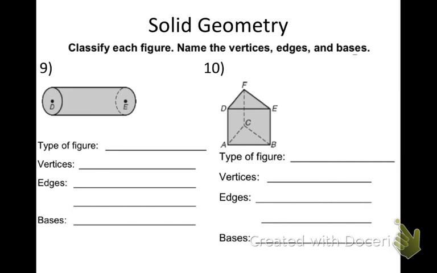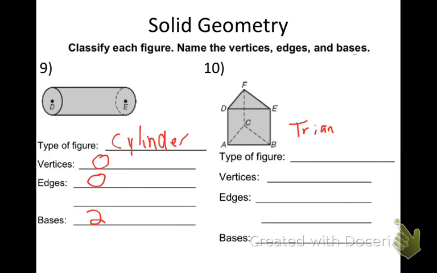Take a couple seconds, try these two. Classify each figure, name the vertices, edges, and bases. Instead of naming them, I want you to label how many there are. So how many vertices, how many edges, and how many bases are there. So classify the figure, then say how many of each there are. Take a couple seconds, try these two on your own. Number 9 here. So classify each figure. What type of figure is number 9? Keegan, what is it? That is a cylinder. How many vertices does this cylinder have, Camden? How many edges does the cylinder have, Camden? How many bases does the cylinder have, Camden? 2. Number 10. What type of figure is that, Austin?